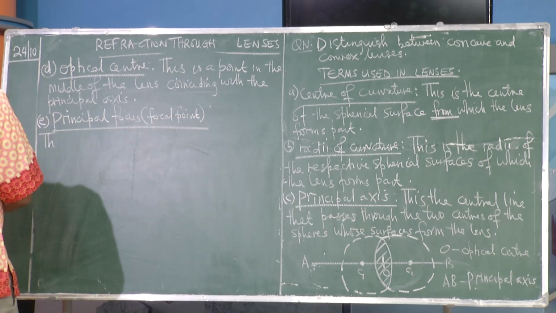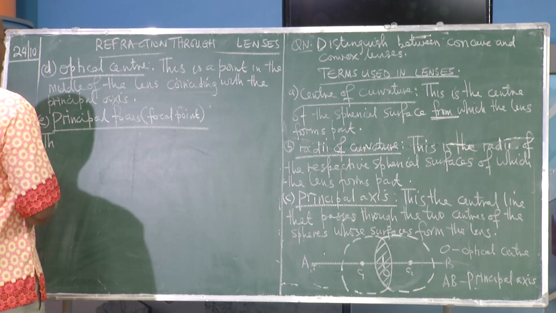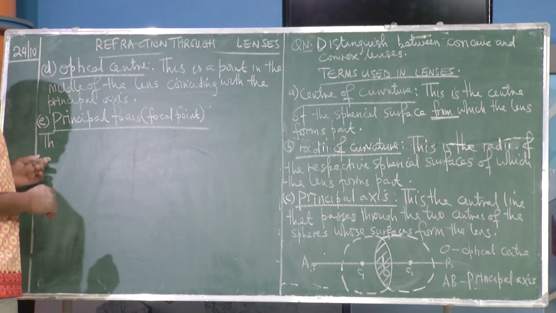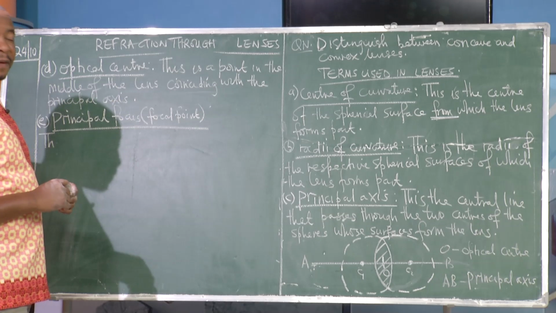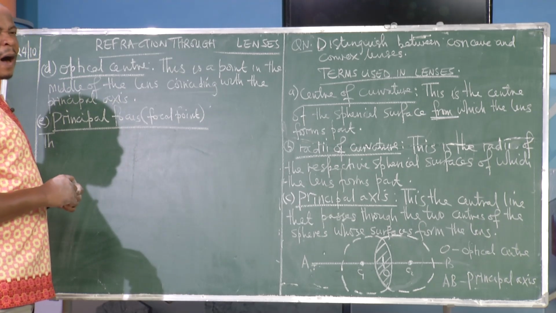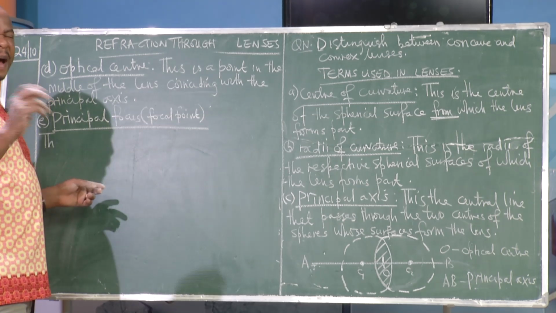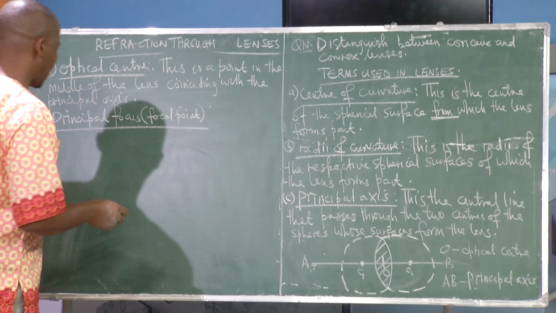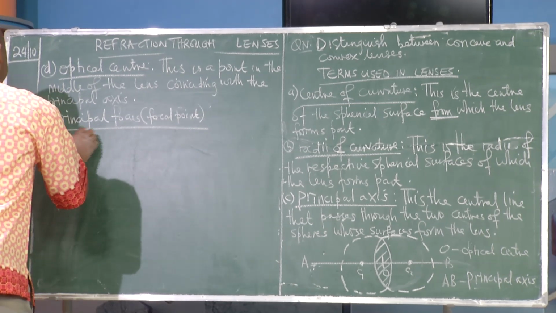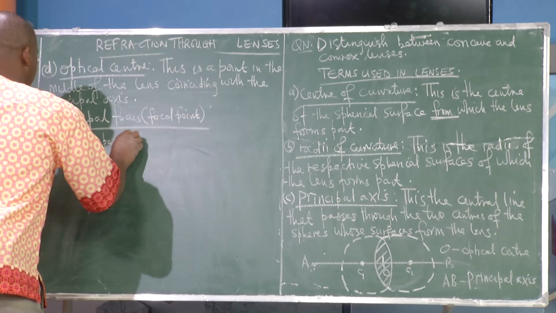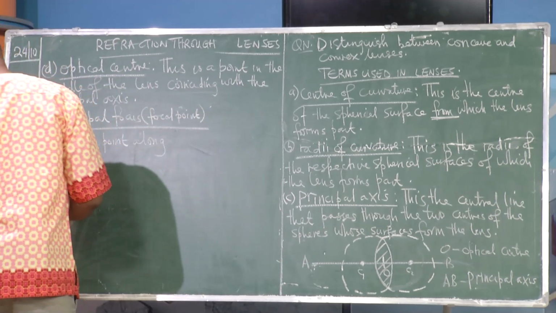And we have already said that it is a point along the principal axis that is clearly known. But for a convex lens, it is where all the incident parallel rays are refracted to pass, and for a concave lens, where all the incident parallel rays appear to come from after a refraction. So we can say that this is a point. It is indeed a point, one single point. It's a point along the principal axis.